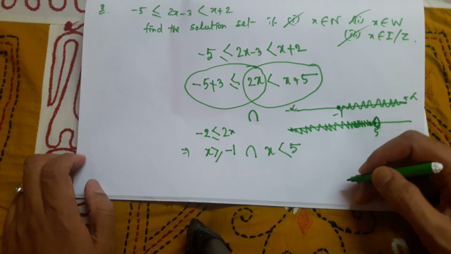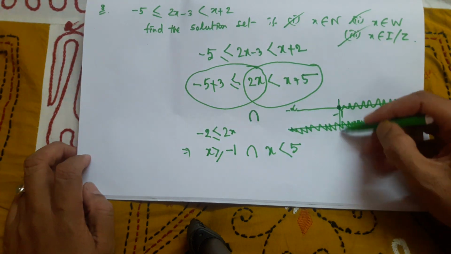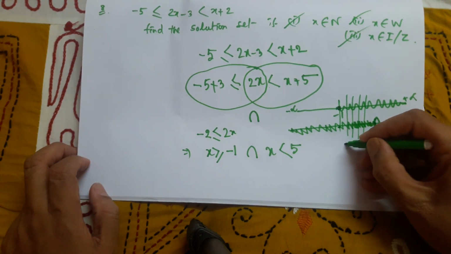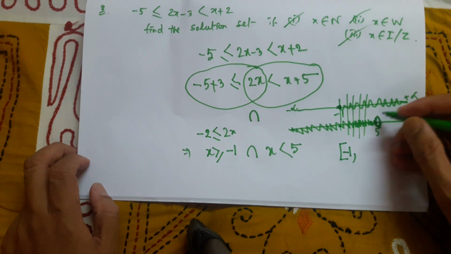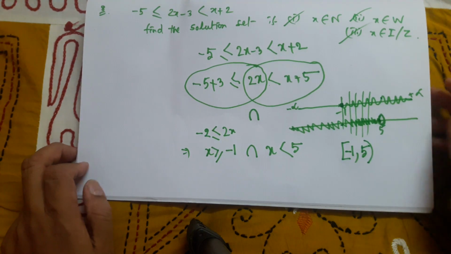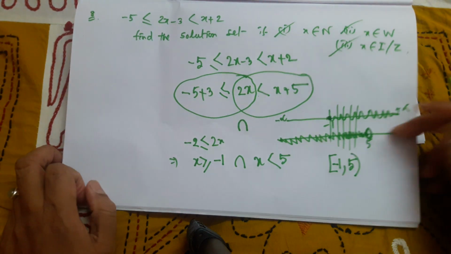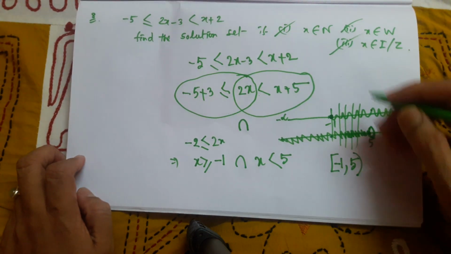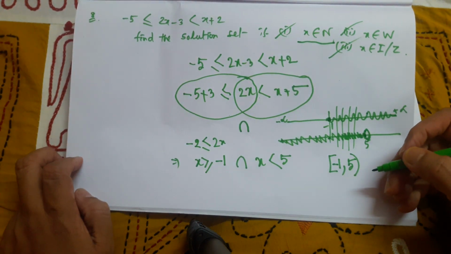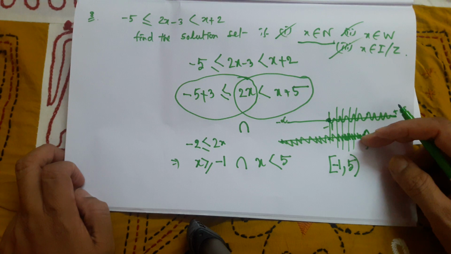Correct? Now we have to take common because the intersection sign is there. Common will be minus 1 here also and minus 1 here also. So from minus 1 close to open 5, because here is open, here is close, so common will be open 5. Minus 1 to 5 will be the intersection of these two inequalities. Now part 1 says when x belongs to natural number, find the solution set. So when x belongs to natural number means 1, 2, 3, 4, 5, 6.